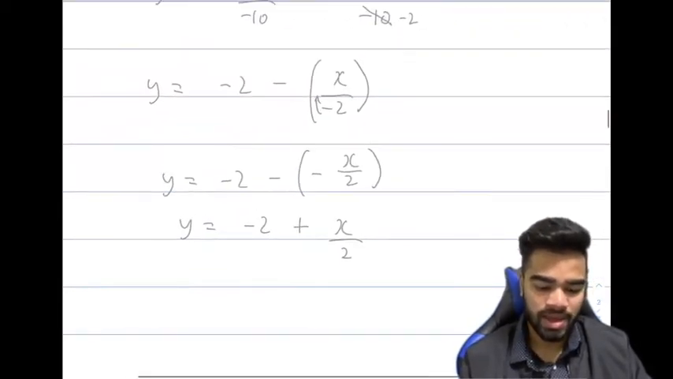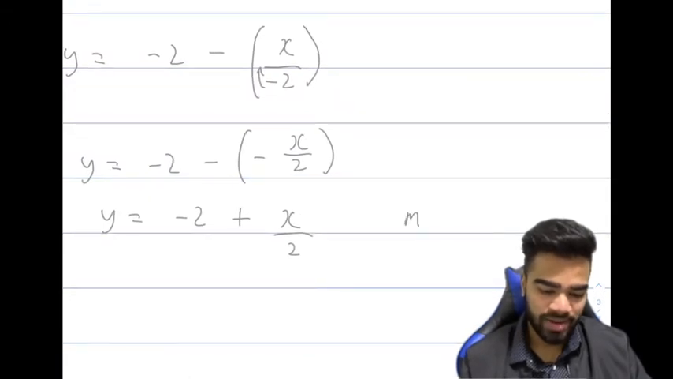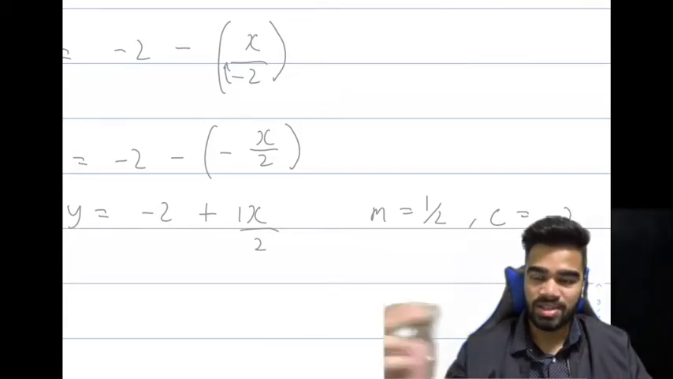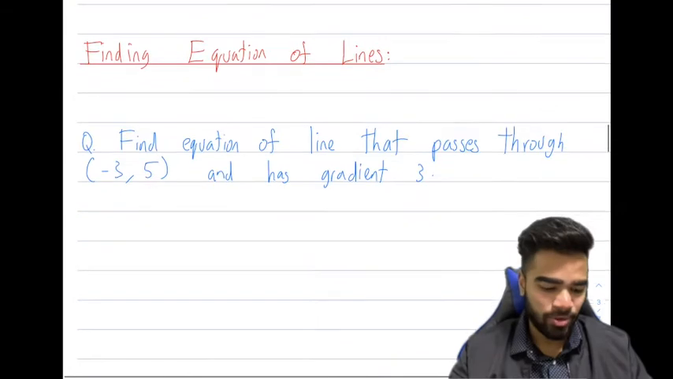Okay, so then, guys, what's the gradient? Well, the gradient, remember, is the number that's multiplying x, which is 1 over 2, not just 2. So the gradient is 1 over 2. And the y-intercept is the number by itself. So the y-intercept is negative 2. Okay, so that's the general introduction to gradient-intercept form.